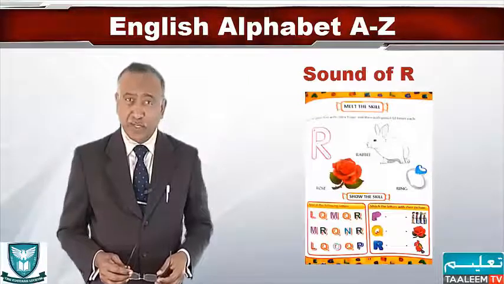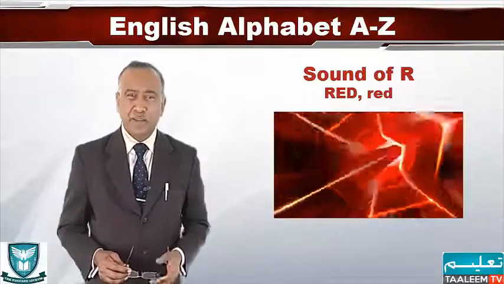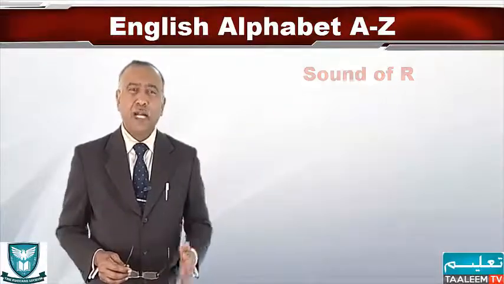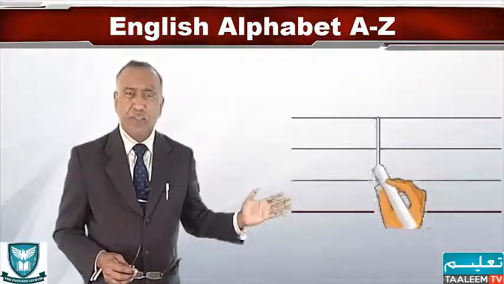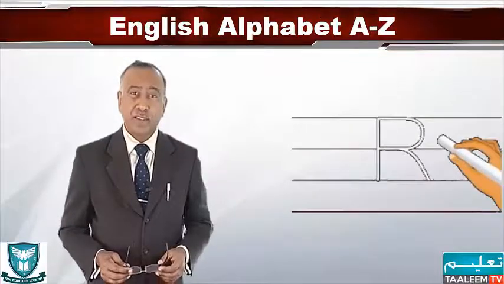Do you know the color name starting from R? Red. Very good. Now we'll learn how to write this letter R with the help of dotted sheet. And this sheet will help you to write R.